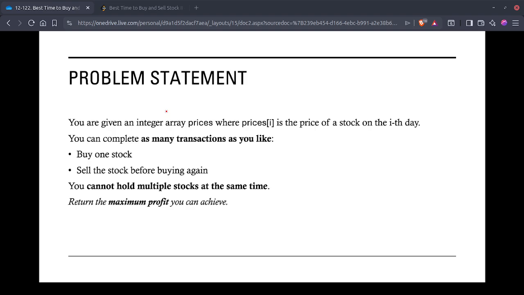You are given an array called prices, and each element represents the stock price on that day. You can do as many transactions as you want, which means you can buy a stock, sell a stock, then again buy, then again sell. But there is only one rule you must remember. You cannot hold multiple stocks at the same time. So before buying again, you must sell the previous stock. Our task is simple: return the maximum profit we can make.